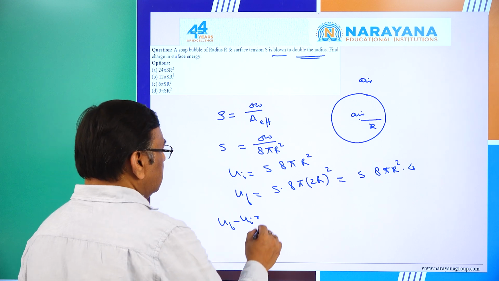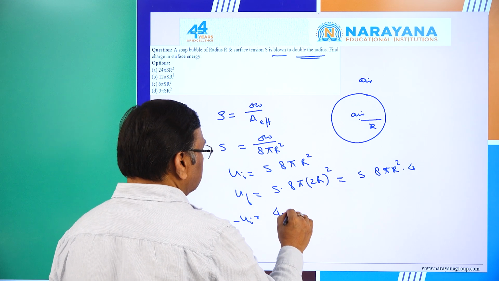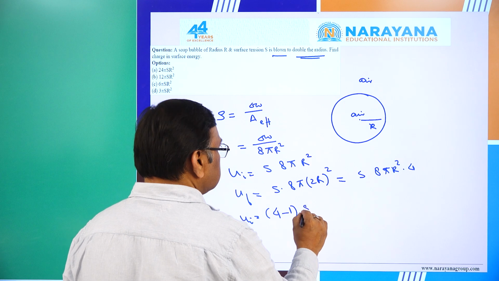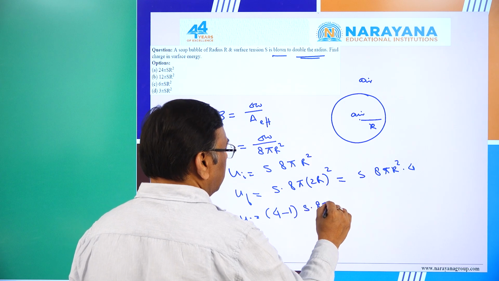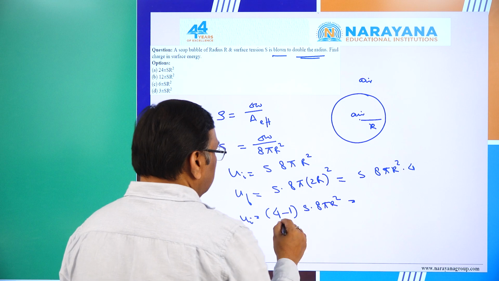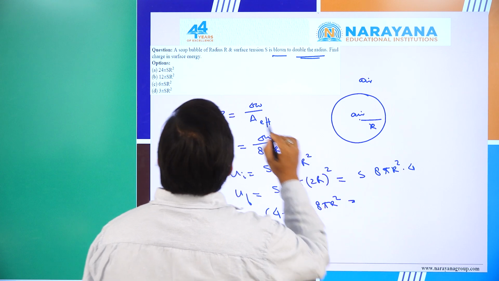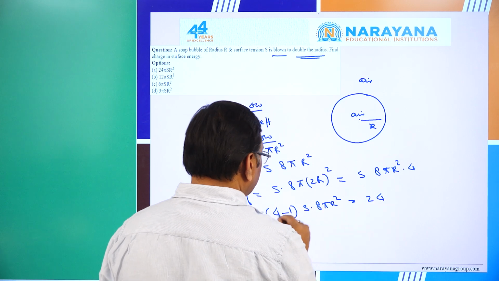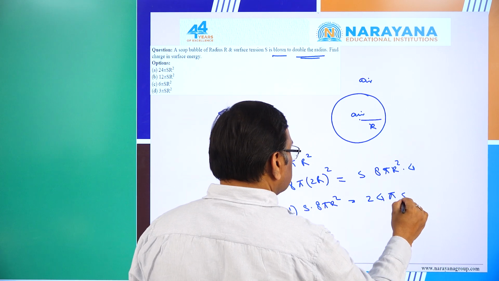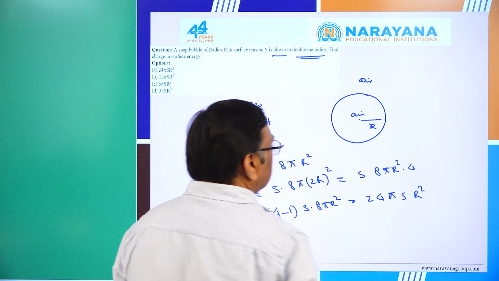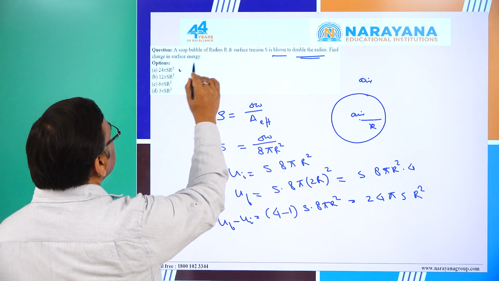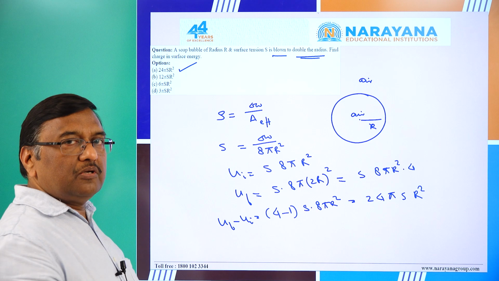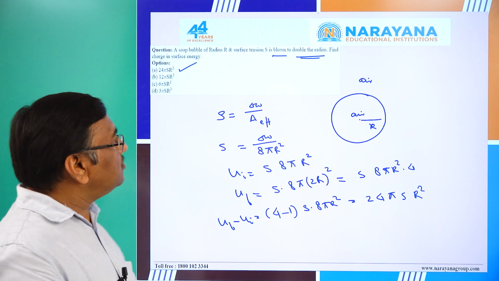The change in the surface energy is going to be 4 minus 1 into S into 8 pi r square. What is this value? 4 minus 1 is 3, so it is going to be 24 pi S r square. So 24 pi S r square, yes. A is the right option for this question. Rather, it should be the right option for the question.